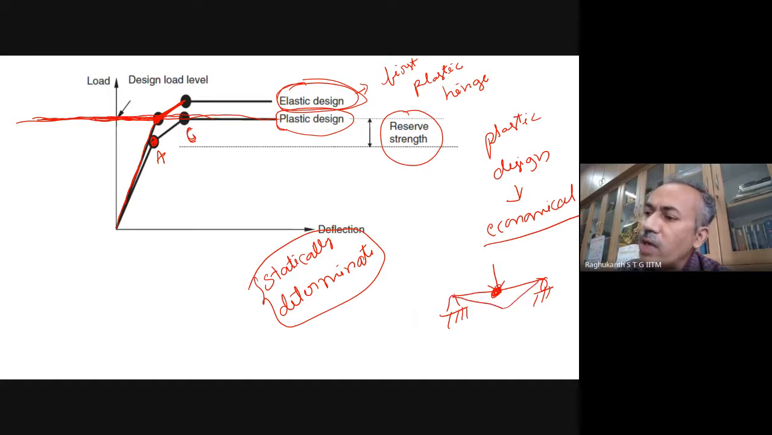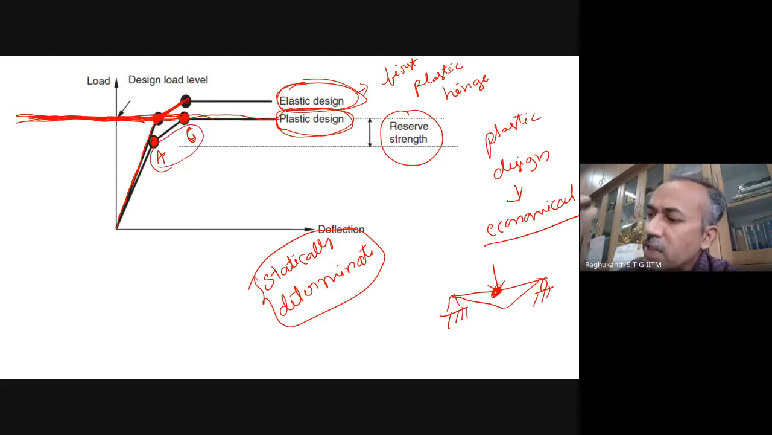Now for statically determinate structures, will plastic design have any advantage? See, one hinge formed for the previous problems, then two hinges formed. In elastic design, the formation of the first hinge itself is taken as the design load. In plastic design, the formation of the second hinge is taken as your design load. So you are utilizing the reserve strength, which is from A to C.